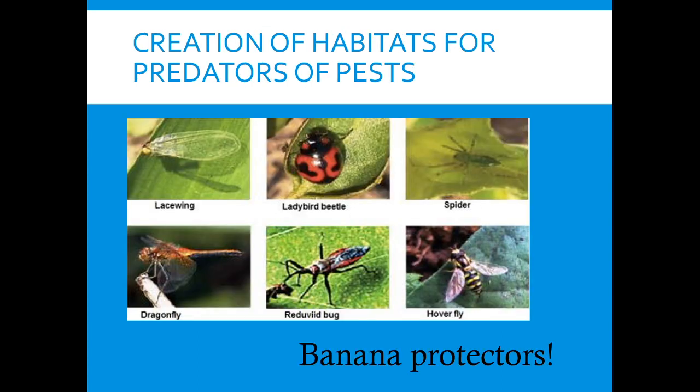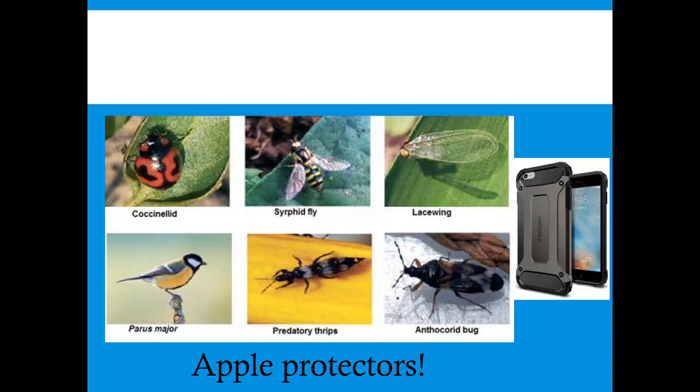So you can also create a habitat for the natural predators of those pests. For instance, like bananas, all 6 of these species can protect those plants because they will eat the pests and remove the pests instead of having to use chemicals. Apple protectors, of course, there's 7 of them. You might even have one of those in your house.